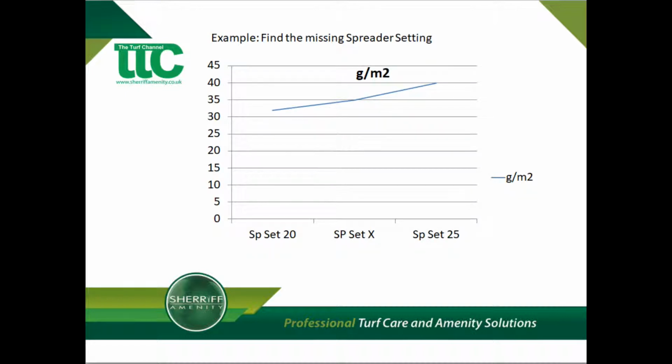If we were to plot our spreader settings on a chart, we would see at a rate of 32 grams per meter squared our spreader setting is 20, and at 40 grams per meter squared our spreader setting is 25, and at 35 grams our spreader setting is somewhere between 20 and 25. We could in theory just make a guess at what spreader setting X is, but to do it more accurately we need to interpolate the figure.